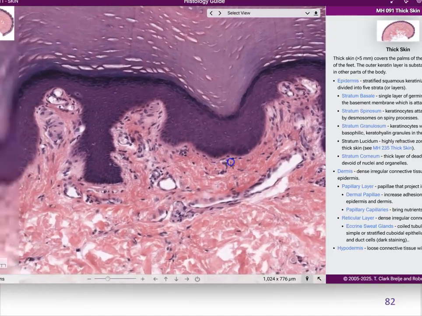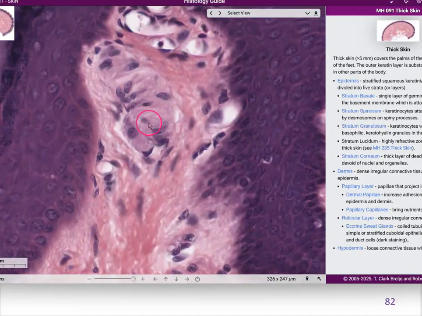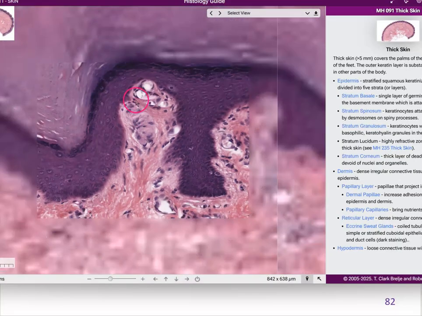What else can I show you? Interesting. I'm not sure what that is.